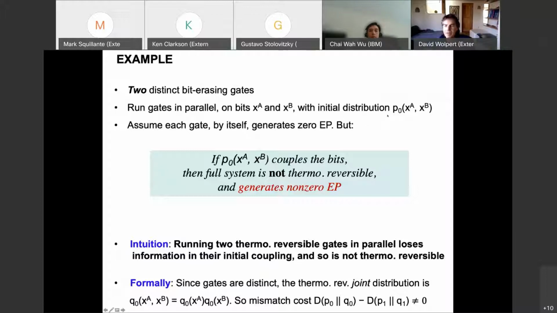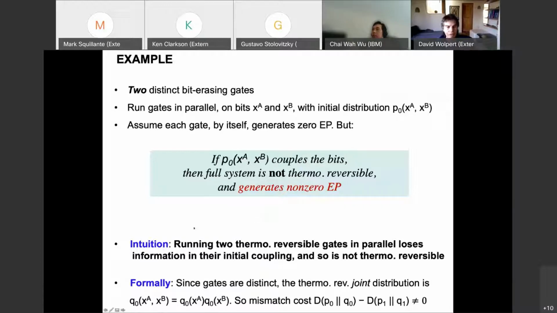Well, if this initial distribution actually statistically couples the initial states of your bits, then the full system is not thermodynamically reversible. Two bit erasing gates that individually are thermodynamically reversible, you run them in parallel. In general, the resultant overall circuit, so to speak, is not thermodynamically reversible.